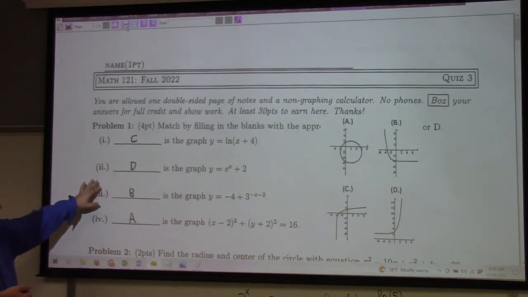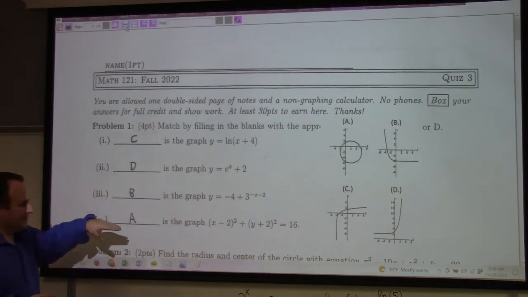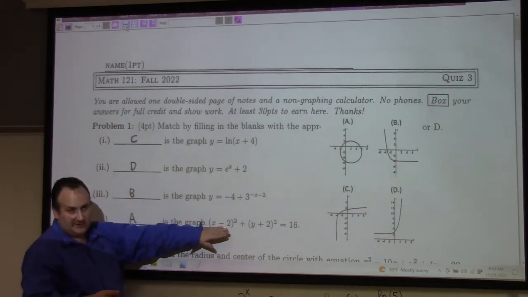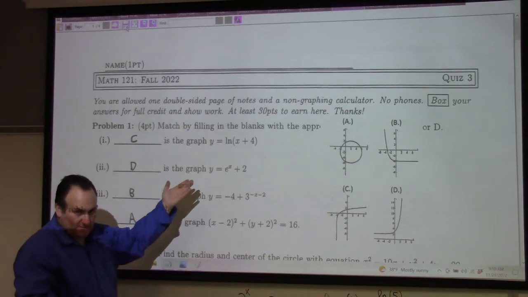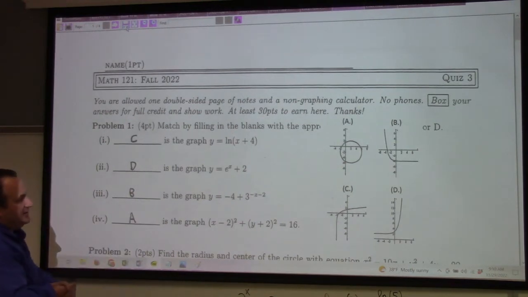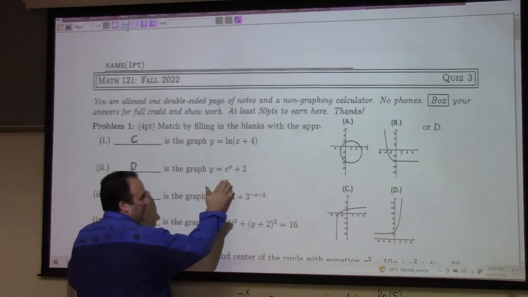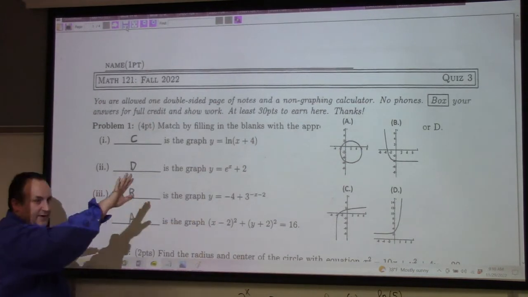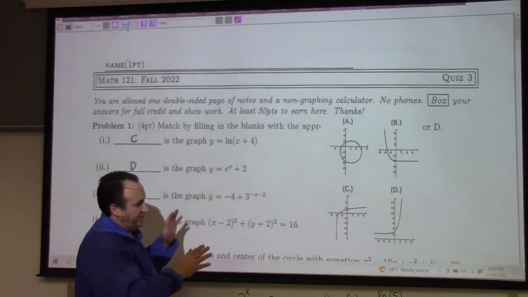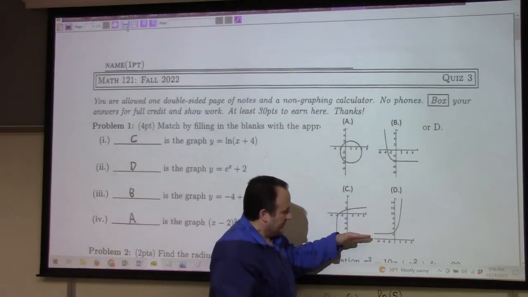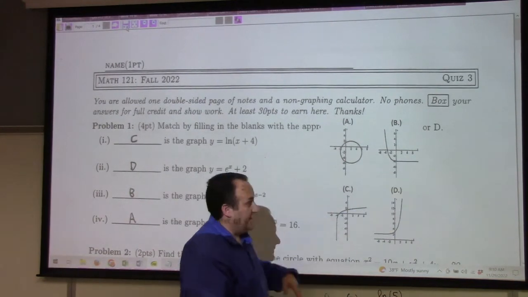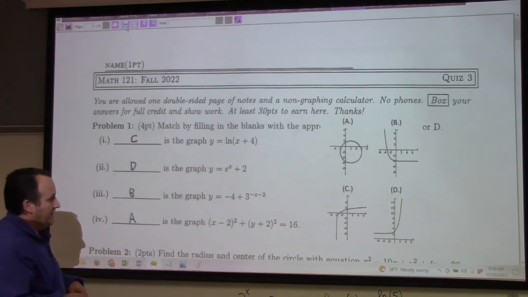So I think it's somewhat obvious which one's the circle, right? This is a circle equation, so it has to be the circle. e to the x plus 2 should have a horizontal asymptote of 2, and it should grow above 2. If you look at these, there's really only one like that, which is this one. So that's the e to the x plus 2.